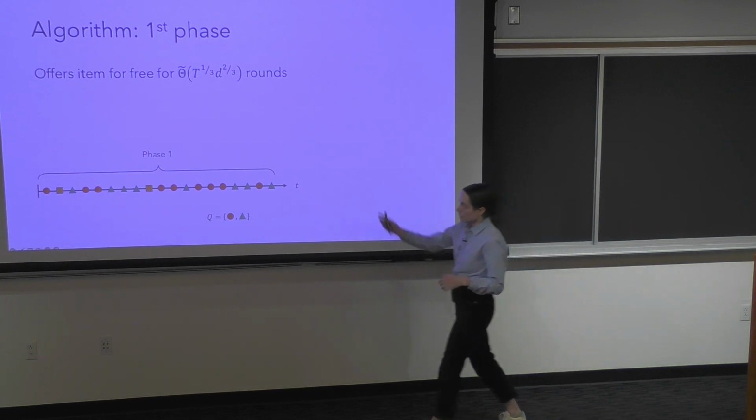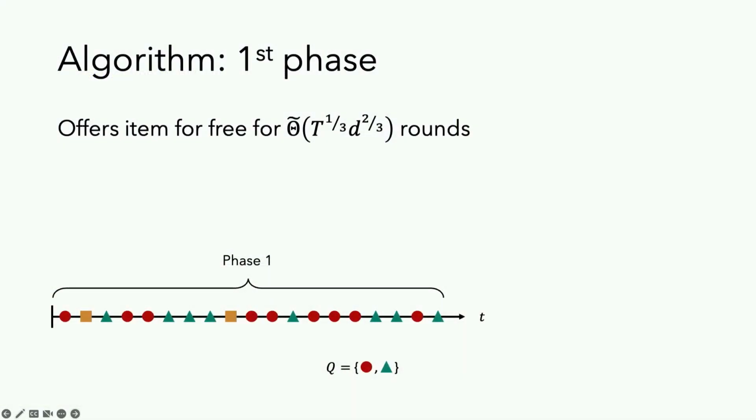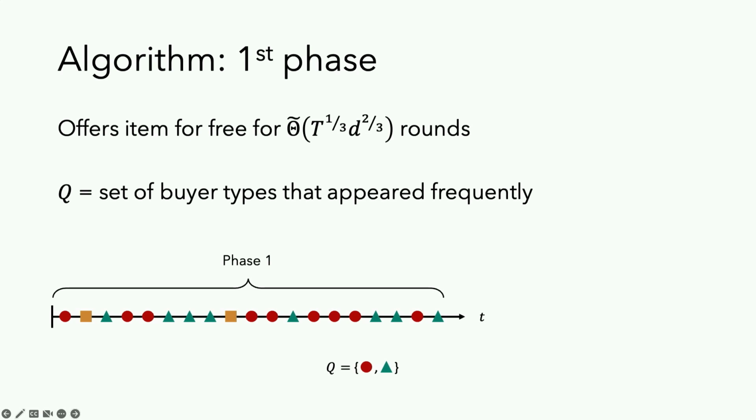So the first phase. Like I said, the algorithm offers the item for free for some number of rounds, in particular T^(1/3) d^(2/3) rounds. Maybe we're using the same figures as before. We've got this red circle type, orange square type, green triangle type, and the red circle and the green triangle are pretty frequent, but we don't really see many orange squares. So that's a pretty rare type. And we're going to set Q to be the set of buyer types that appeared sufficiently often. So in this case, it would be red circle and green triangle.